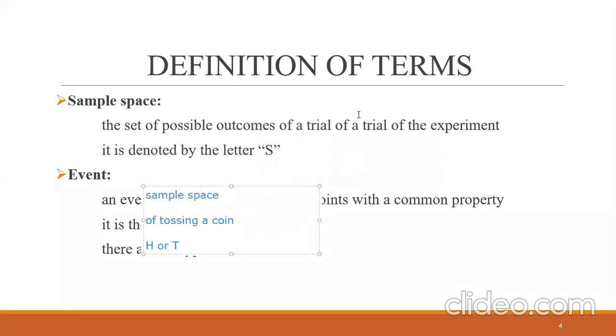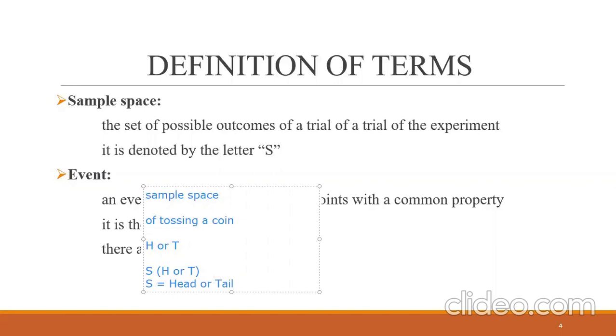So the sample space is denoted by the letter S. So when I ask you, what is the sample space of tossing a coin? You know that you'll be getting either a head or a tail. Therefore, you denote it by S, in brackets, head or what? Tail. S is equal to head or tail. That's what you mean by sample space.